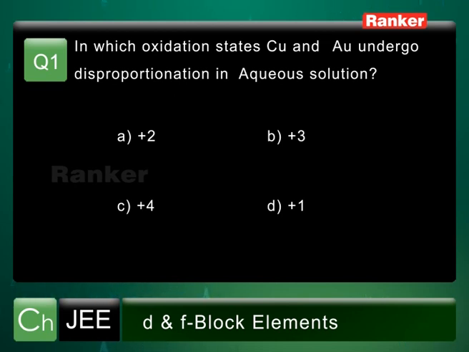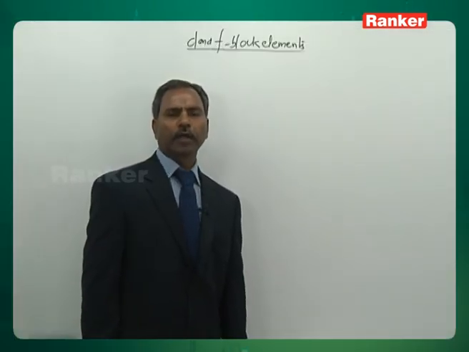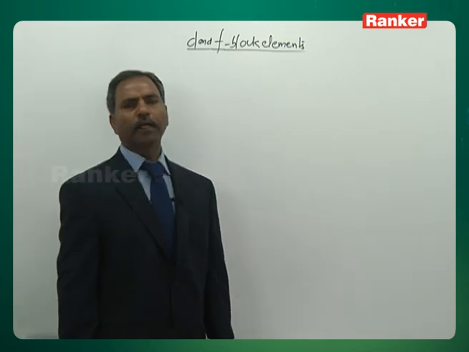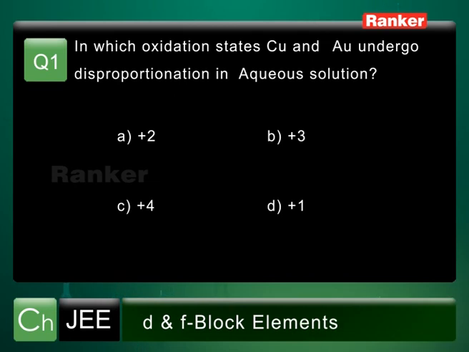Coming to the first option, consider copper plus 2 and gold plus 2. They are not undergoing any disproportionation reaction in aqueous solution. Plus 3 does not exist for copper and gold. Plus 4 is also not stable, it doesn't exist at all. But coming to plus 1, copper and gold do not exist in aqueous solution; they undergo disproportionation.